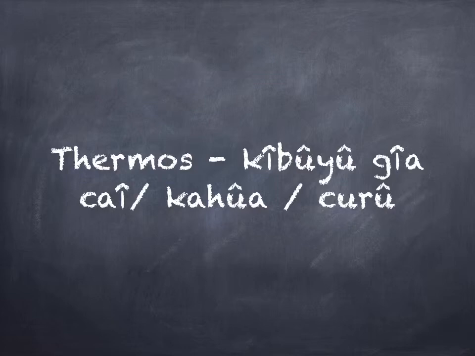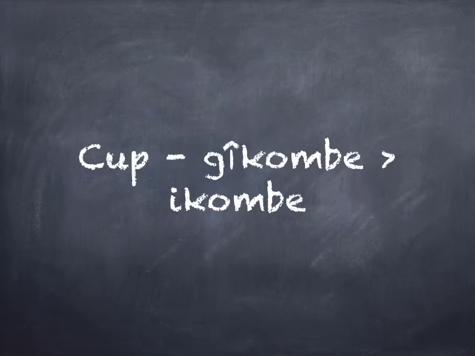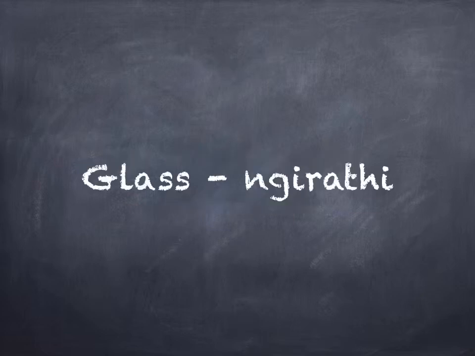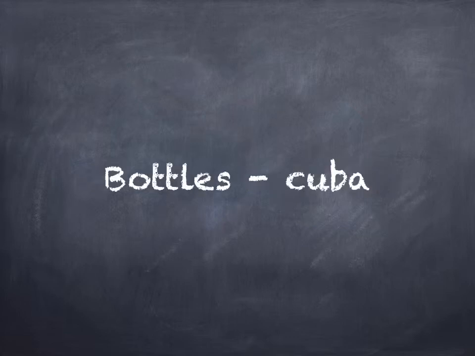and in this regard, it might be for putting sai, which is tea, kahua, which is coffee, soro, which is porridge. A cup, which is known as gîkobe, or ikobe to mean cups. Glass, which is known as giradi. Bottles known as sufa.